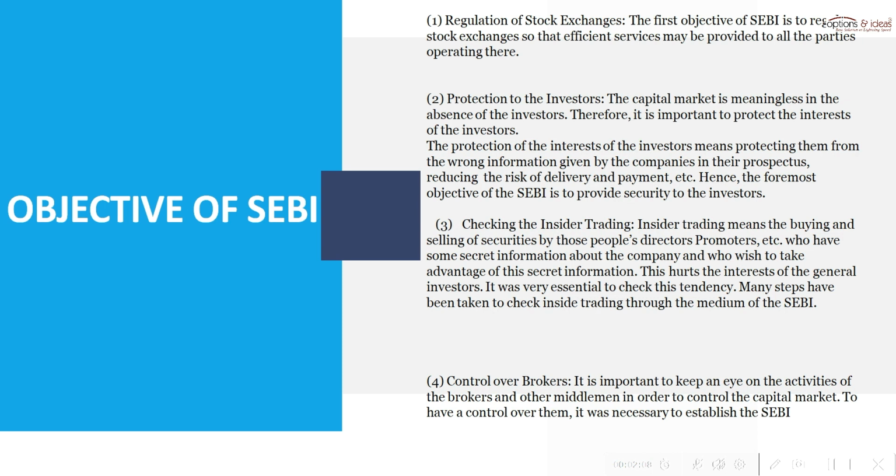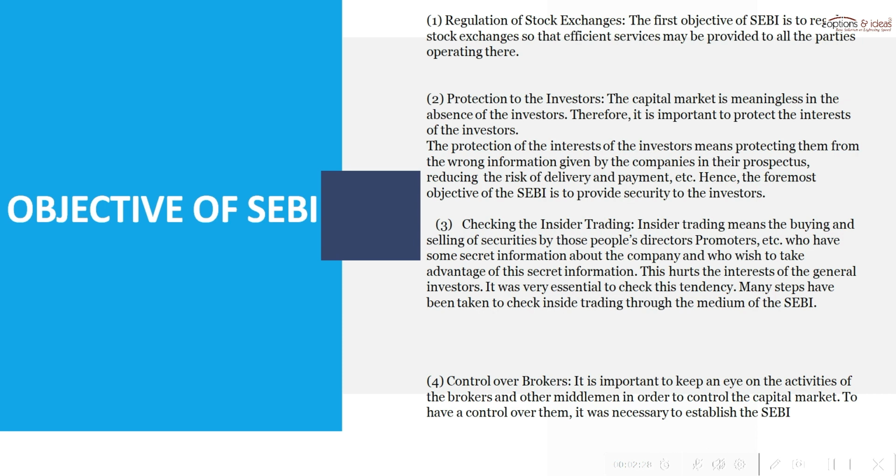The protection of the interests of the investors means protecting them from the wrong information given by the companies in their prospectus, reducing the risk of delivery and payment, etc. Hence, the foremost objective of SEBI is to provide security to the investors. 3. Checking the insider trading.